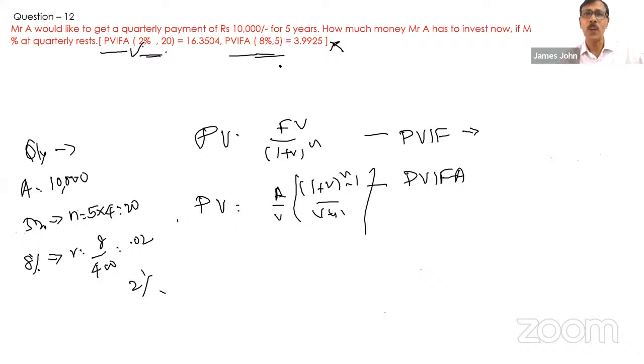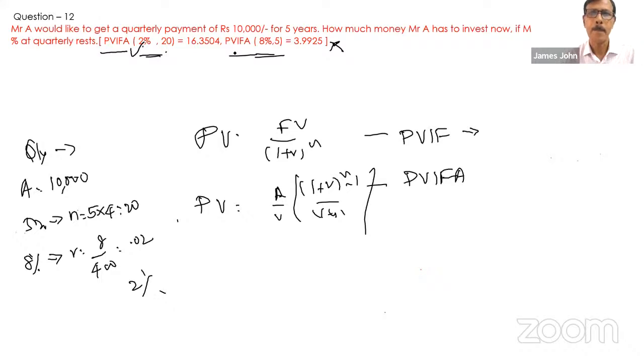Understand? The annuity, if the payment was annually, you can take this. If I would like to get 10,000 every year, and interest rate is 8%, and for 5 years you get, then you can multiply, use this factor.